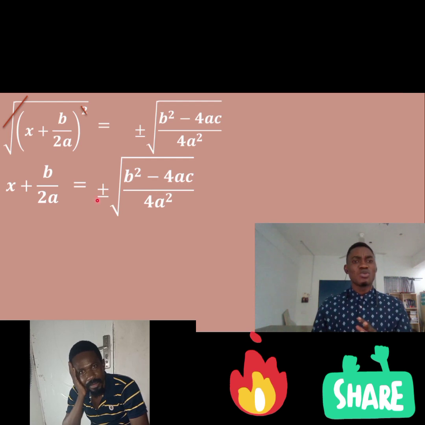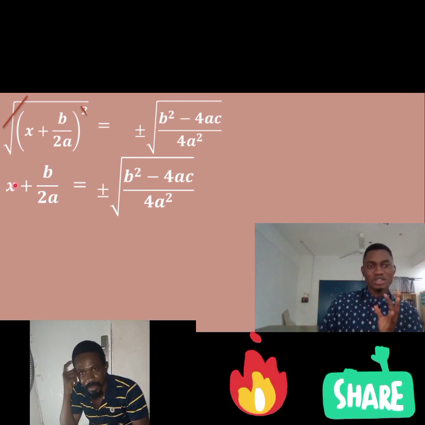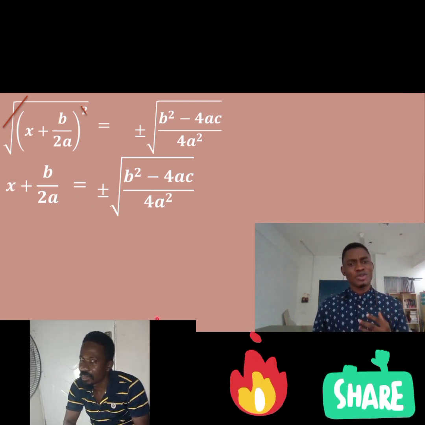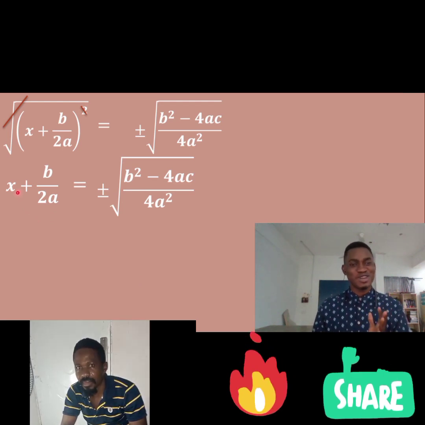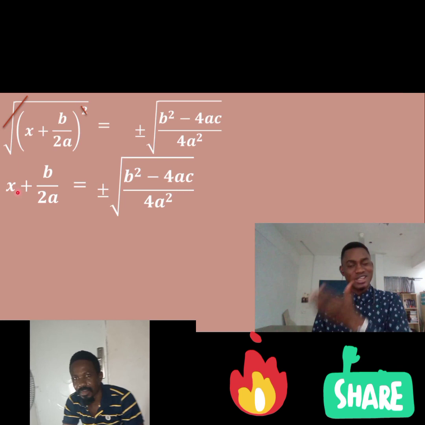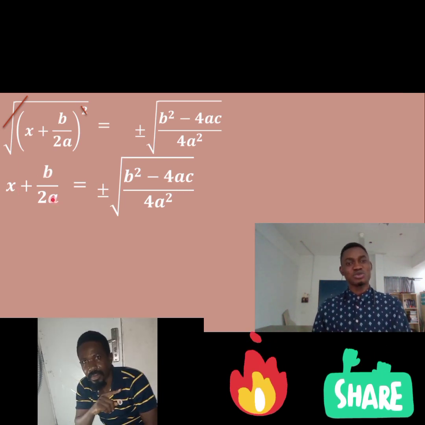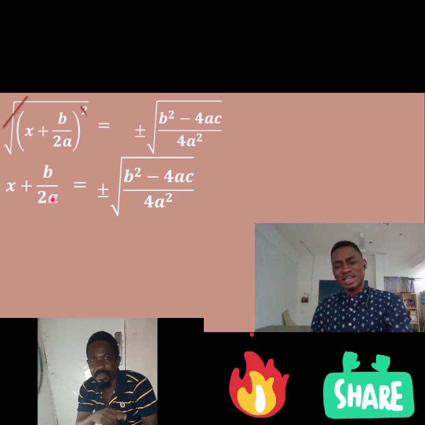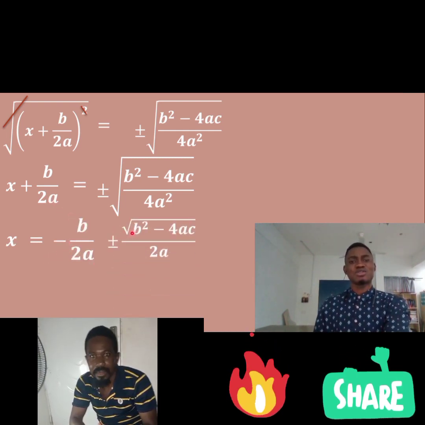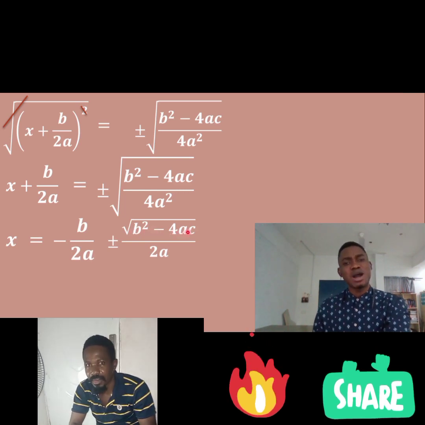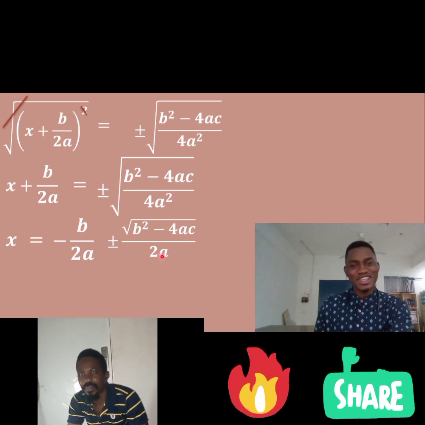Don't forget, we are looking for x. It's as good as saying we are trying to make x the subject of the formula. So this plus b over 2a needs to go to the right hand side. Our x will be minus b over 2a plus or minus root of b squared minus 4ac all over 2a.